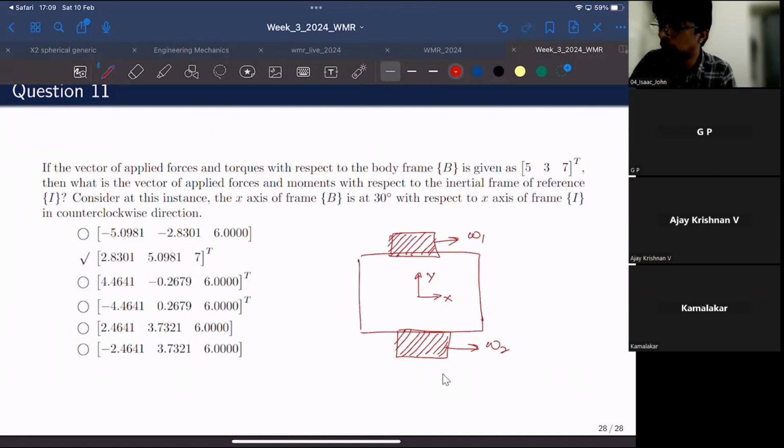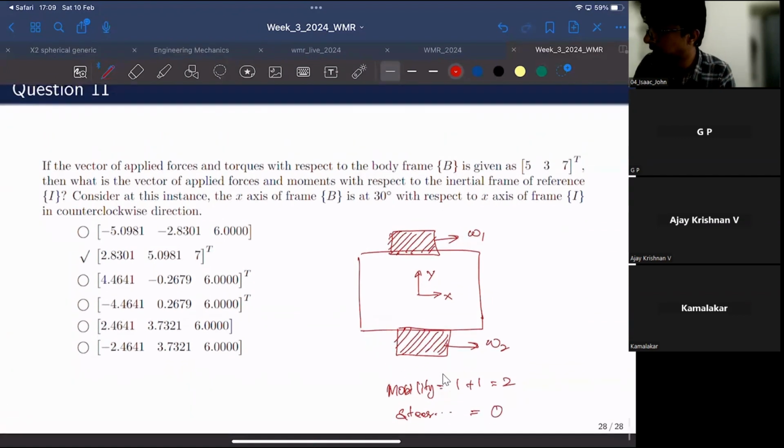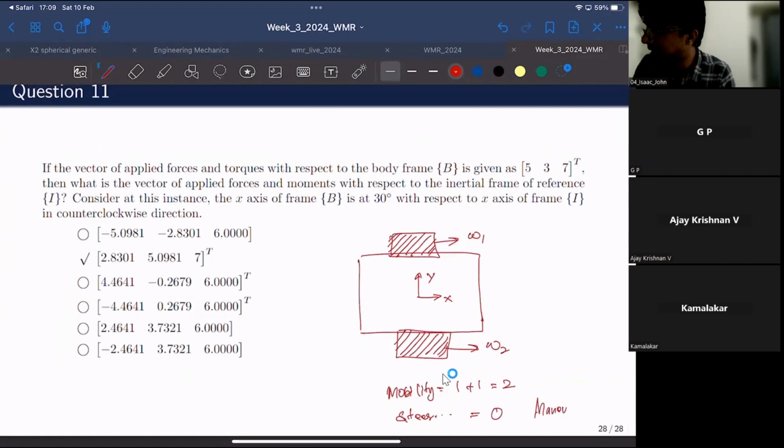So if you want to make the robot rotate, each of the angular velocities needs to be controlled independently, omega one and omega two separately. So we have two motors, right? So we have mobility as 1 plus 1, that is 2. Steerability is 0 because we don't have any steering axis. It is a fixed axis wheel, so steerability is zero. As a result, maneuverability will be mobility plus steerability, that is 2.